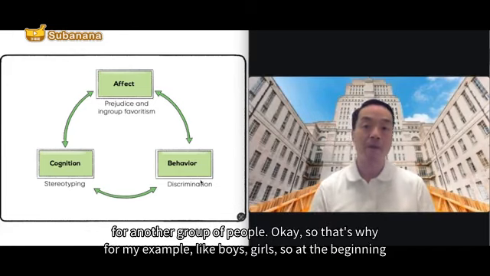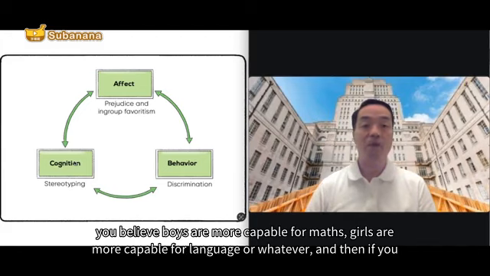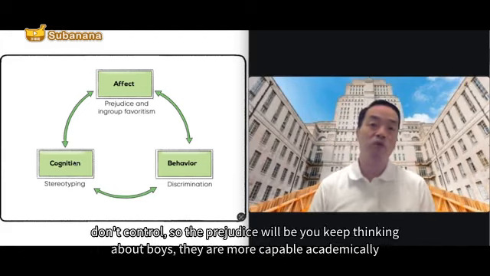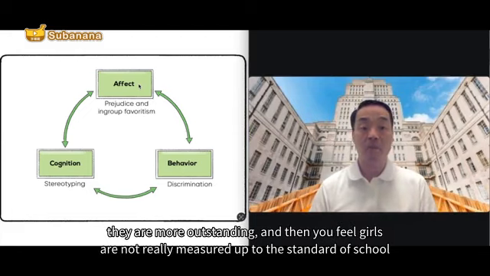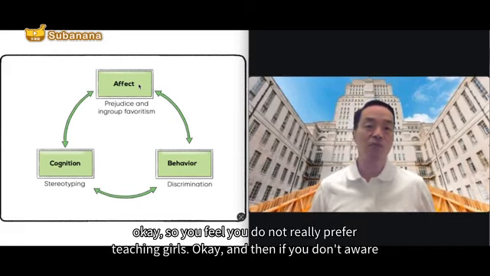Okay, so that's why, for my example, like boys and girls. At the beginning, you believe boys are more capable for maths, girls more capable for language or whatever. And then if you don't control it, prejudice will be you keep thinking about boys, they are more capable academically, they are more outstanding, and you feel our girls do not really measure up to the standard of the school. So you do not really prefer teaching girls.